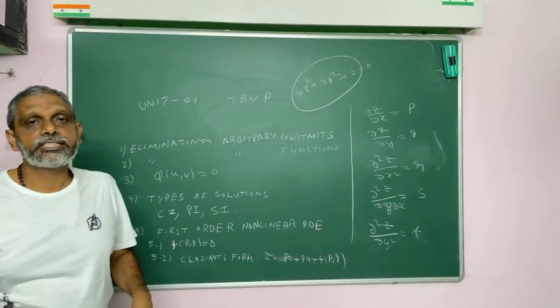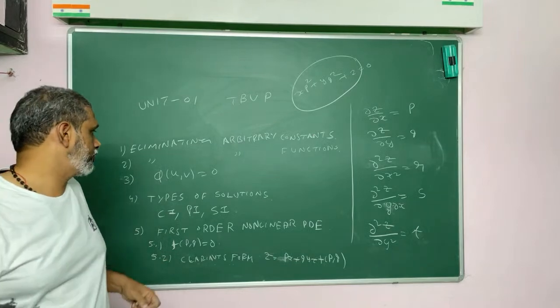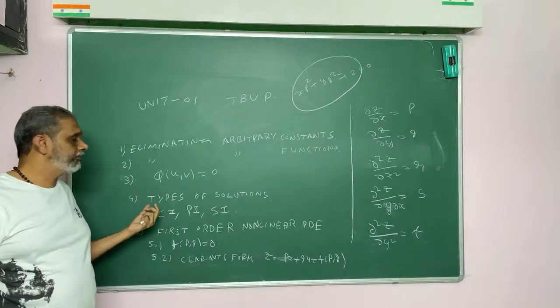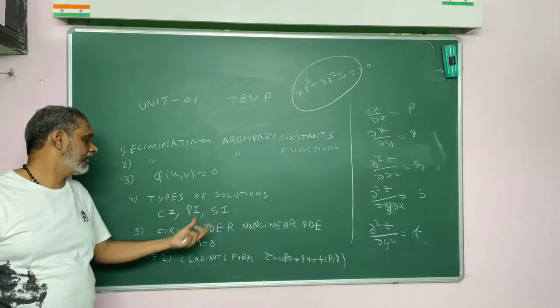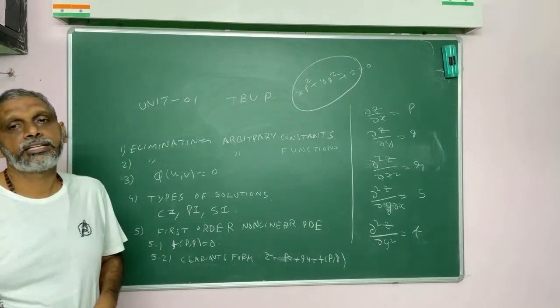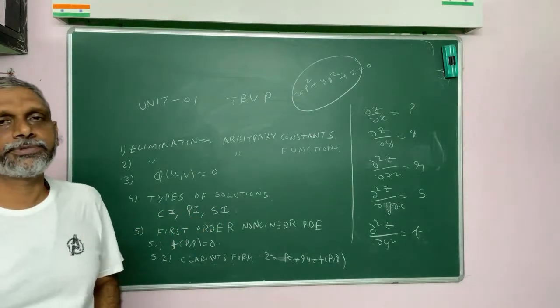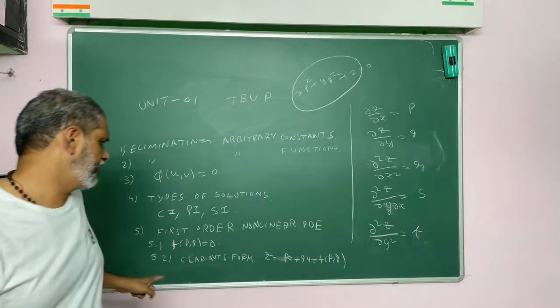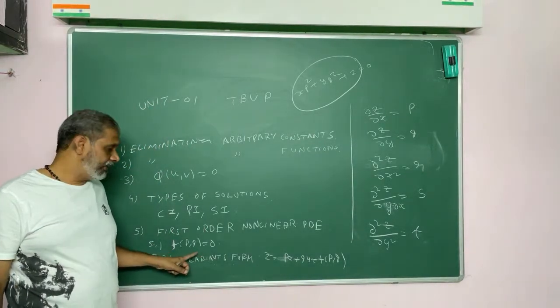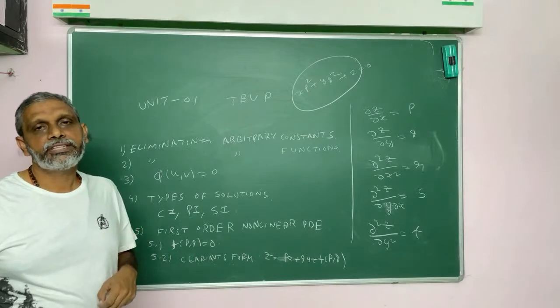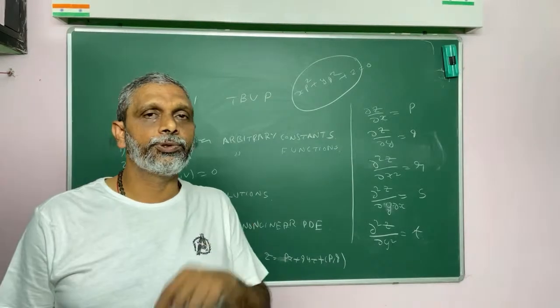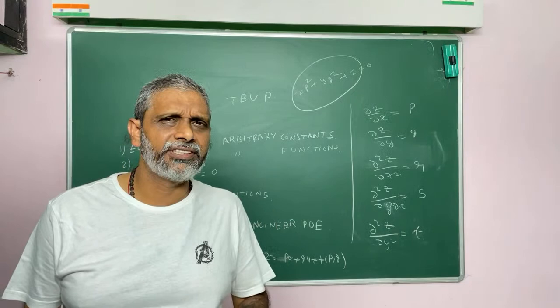In removing functions, I may have phi of u comma v equal to 0. Then the types of solution: complete integral, particular integral, singular integral. Then I will go to first order non-linear PDE. There will be 4 types. Type 1 contains only f of p comma q. The function contains only p and q. There are no other functions.